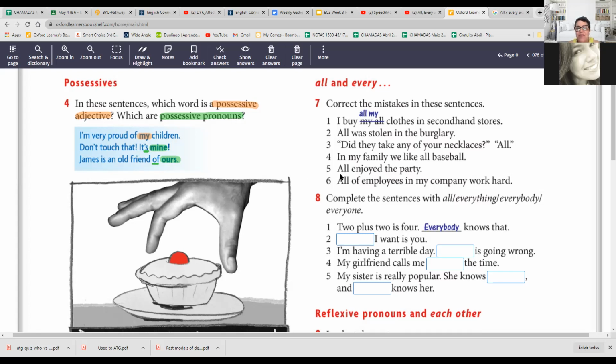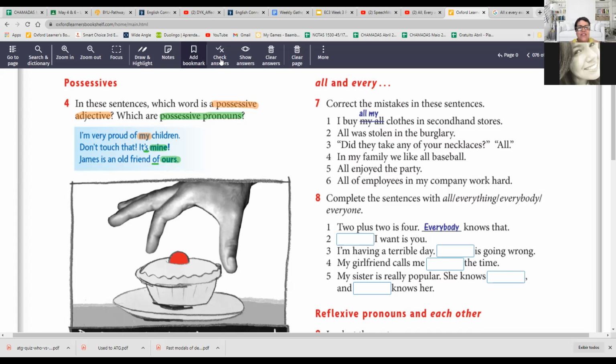Let's see number 5. All enjoyed the party. Enjoy all the party, no? It's complicated, right? Number 6, all of the employees in my company work hard. Is it correct? Eu concordo, agora se tá certo, não sei não.